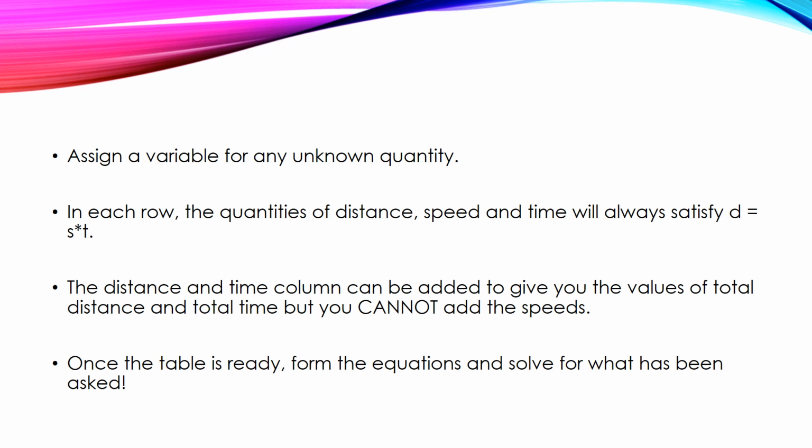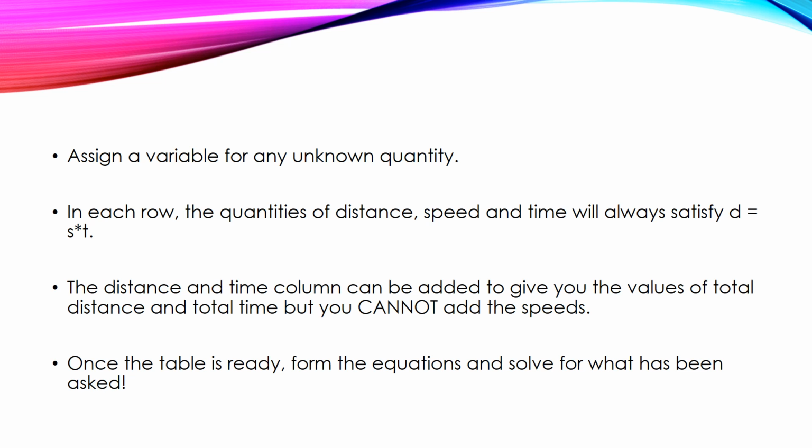Assign a variable for any unknown quantity. If there is more than one unknown quantity, do not blindly assign another variable to it. Look for ways in which you can express that quantity in terms of the quantities already present. Assign another variable to it only if this is not possible.